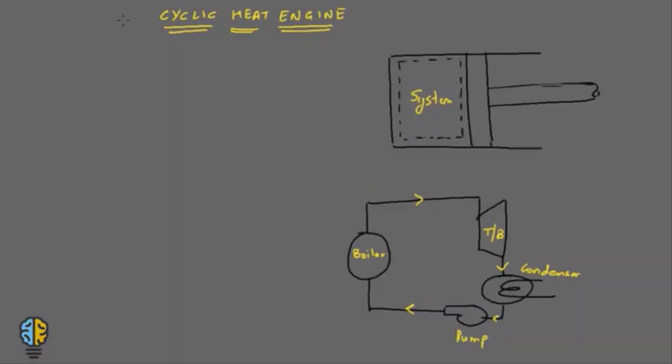Now let's start our topic of cyclic heat engine. For engineering purposes, the second law is best expressed in terms of conditions which govern the production of work by a thermodynamic system operating in a cycle. So we need a system which operates in a cycle. And a heat engine cycle, let me write it down.